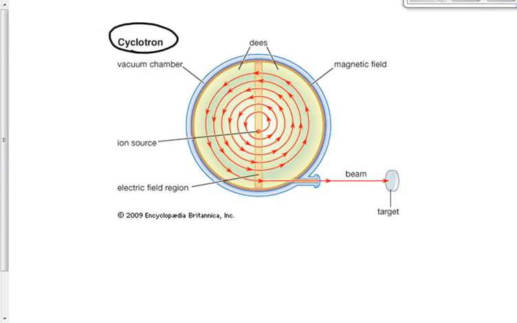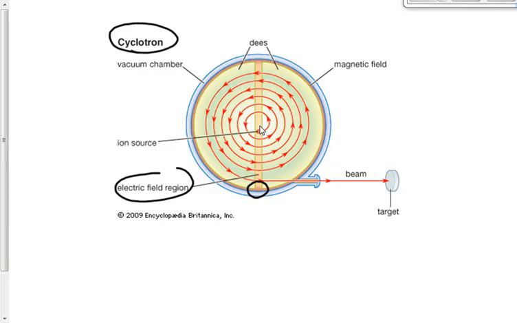So here's what happens. There's an ion source. This is the ion source right here. This is where we put our ions, or a proton, or whatever ion that we're trying to accelerate. And that ion experiences, you can see right here in the gap, there's an electric field region. So it experiences an electric field. What happens to a charged particle when it experiences an electric field?